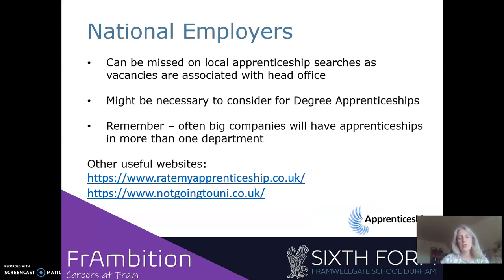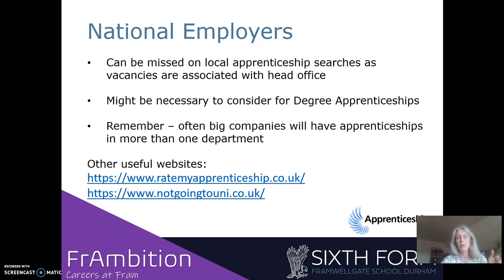It is worth considering national employers as well, particularly if you are interested in degree apprenticeships. And sometimes you can miss these in your searches. Unifrog is really good because even if you put your postcode in and set it to just a few miles, it will always give you national vacancies as well, which I find really helpful. But sometimes the gov.uk website misses national employers.